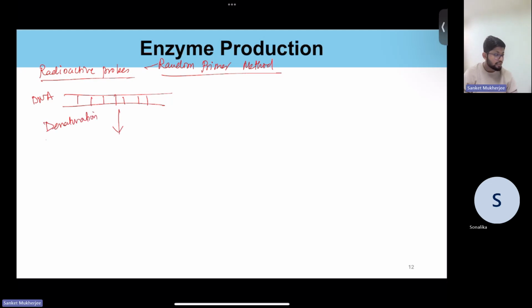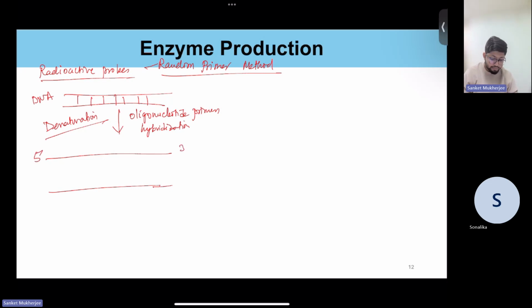What is meant by denaturation? It will basically take these two strands apart. It will break the hydrogen bond in between. And here you will add the oligonucleotide primers. These are random primers and they will perform hybridization, right? This is the concept. And if this is 5 prime to 3 prime and this is 5 prime to 3 prime like this, you will have several primers binding at separate locations. Similarly, in the other strand also.